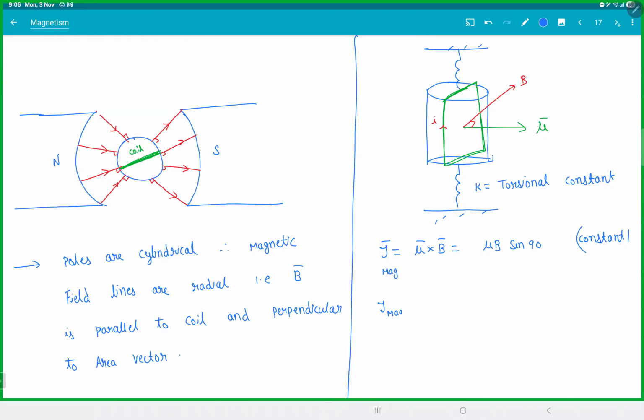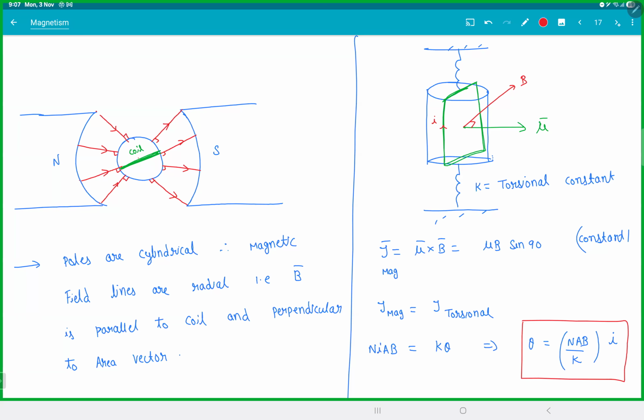So we get magnetic torque is equal to the torsional torque, the twisting torque, in equilibrium. This will be mu B, which is NIAB, and the torsional torque is K theta. There we get theta is equal to NAB by K into I. Theta is proportional to I. So the more current you send, the more the angle will be deflected. So for 1 ampere, if you deflect 10 degrees, for 2 amperes, you deflect 20 degrees. That is how your galvanometer works.